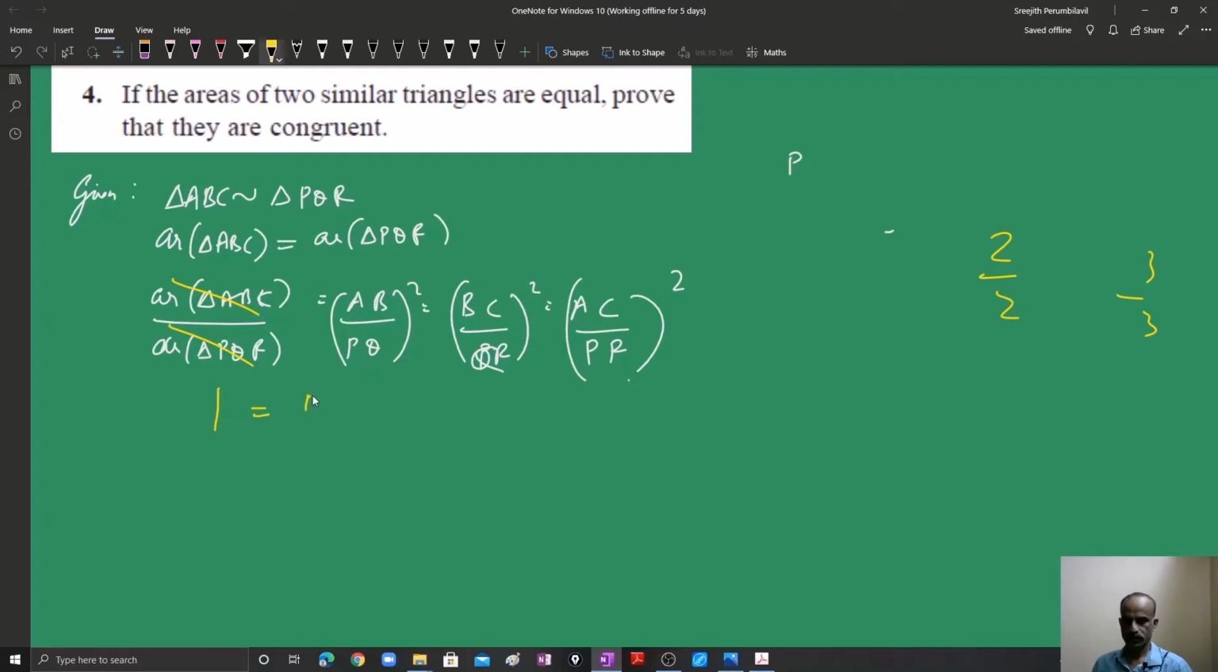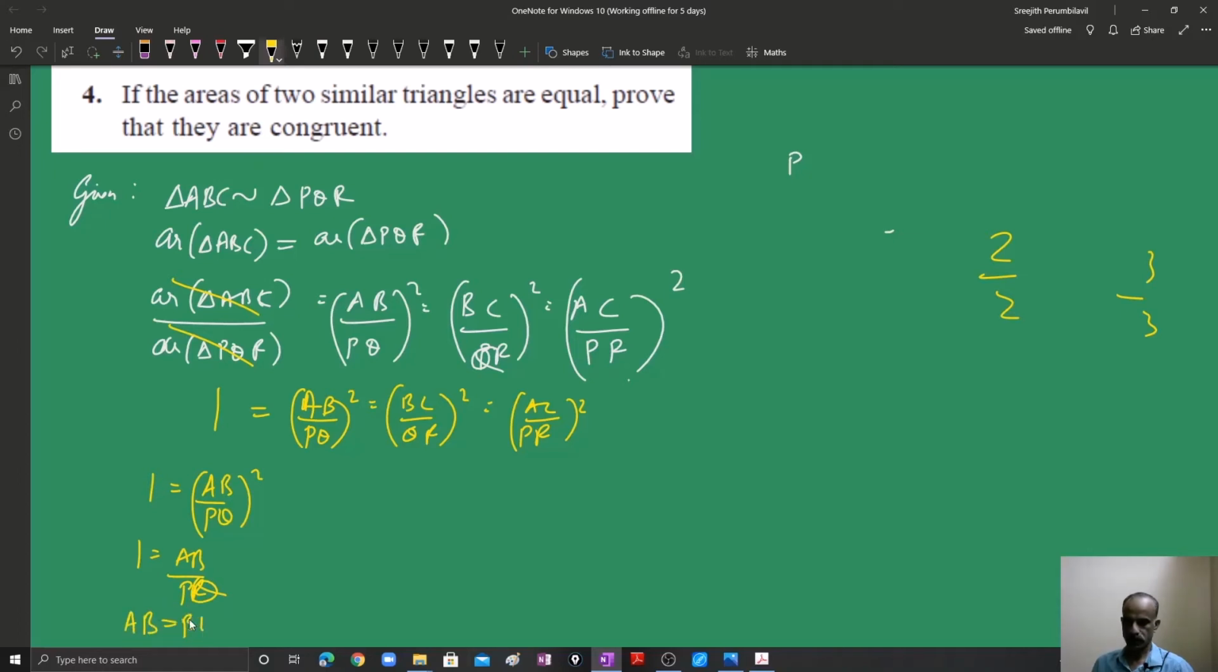1 is equal to (AB/PQ)² = (BC/QR)² = (AC/PR)². I'll take the first part. 1 is equal to (AB/PQ)². This means 1 is equal to AB/PQ, or AB equals PQ. AB equals PQ, first thing.